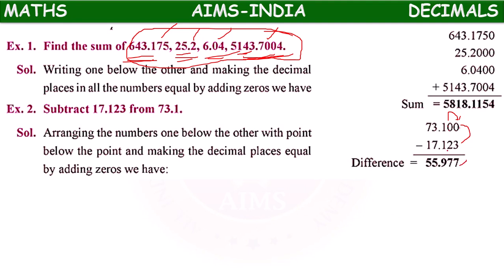Here 9 will be there. 9 minus 2, 7. Here 0 will be there. Again we will take 1 borrow. 10 minus 1, 9. Here 2 will be there. 1 borrow. 12 minus 7, 5. Here 6 will be there. 6 minus 1, 5. Like that, we can subtract or we can add decimal numbers.